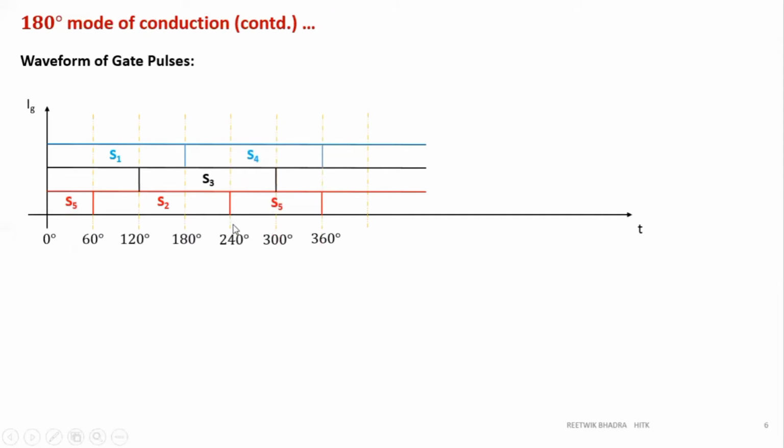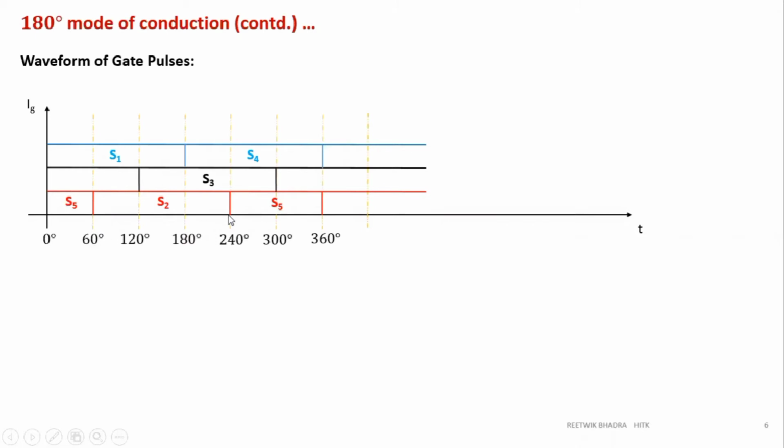Now if you check, one complete cycle ends at 360. So 240 to 360 is 120 degree. Now where will be the remaining 60 degree? Because it is 180 degree mode of conduction, you will see a small gap present before S2, and that gap should be 60 degree. See, this is 60 degree. This 240 to 360 is 120. Total for S5 is how much? 180 degree.